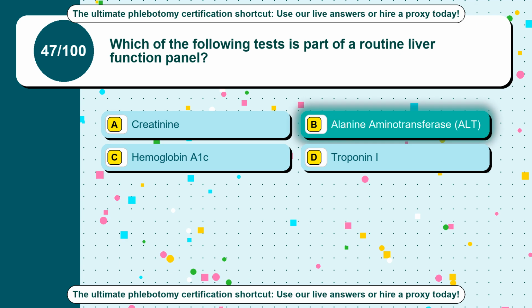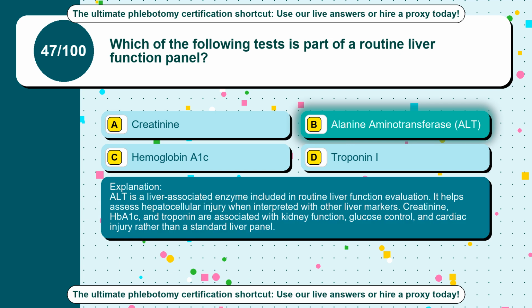The correct answer is option B. Alanine aminotransferase, ALT. ALT is a liver-associated enzyme included in routine liver function evaluation. It helps assess hepatocellular injury when interpreted with other liver markers. Creatinine, HbA1c, and troponin are associated with kidney function, glucose control, and cardiac injury rather than a standard liver panel.